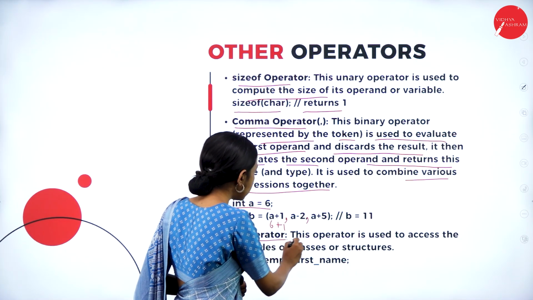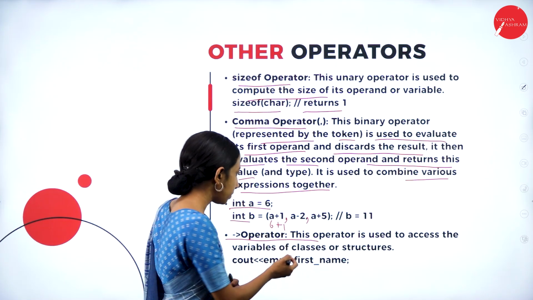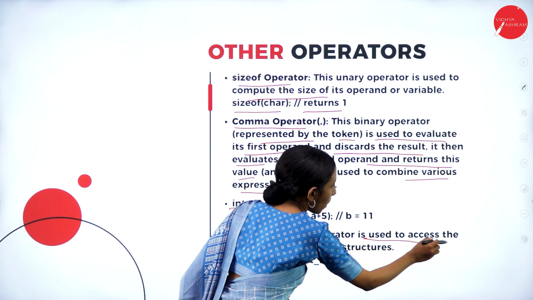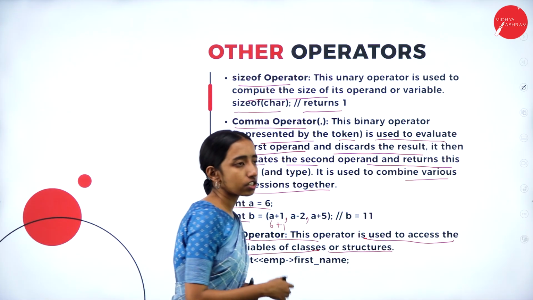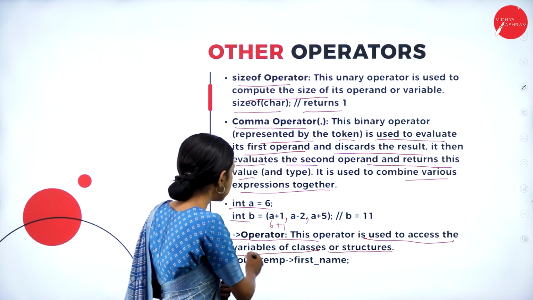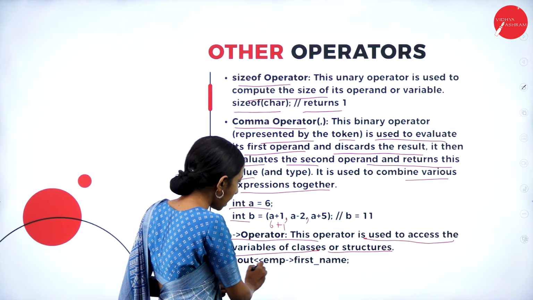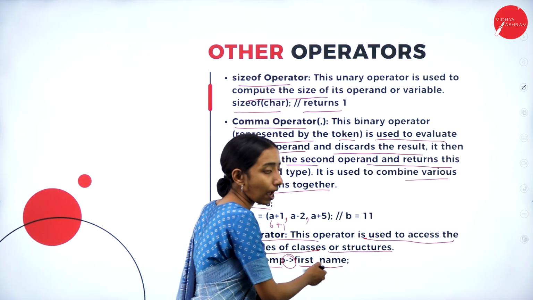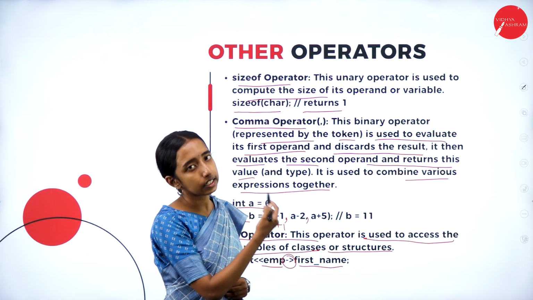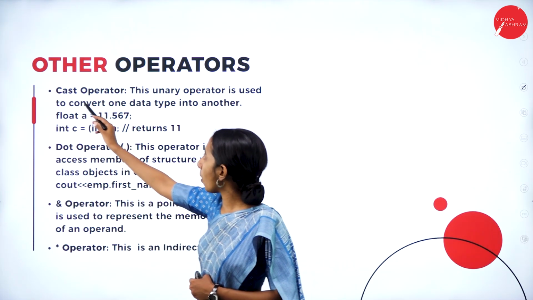Next we are having the arrow mark, that means it is a pointer operator. This operator is used to access the variables of a class or a structure. Here you can see cout emp, I am using the pointer operator, first name, I am accessing the first name of a class.